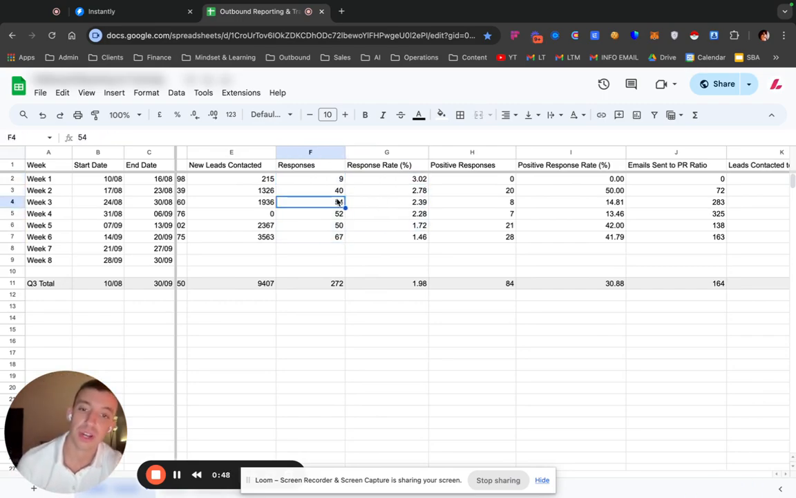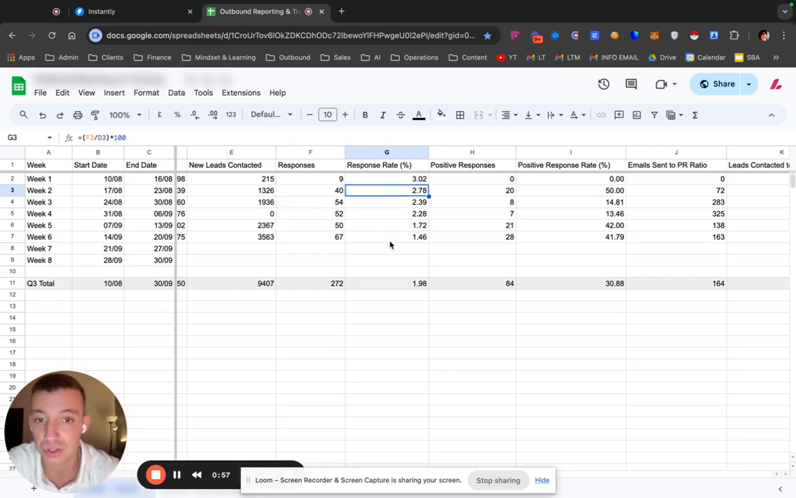The reason we're tracking the responses and response rate is that responses can be negative or positive, so it could be unsubs and things like that. But the reason we track this is because we don't track open rates. I never recommend tracking open rates because it causes issues with deliverability, because there's a little pixel in there that fires, and it's just not a super accurate metric anyway.